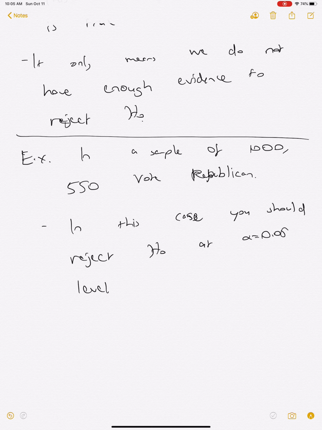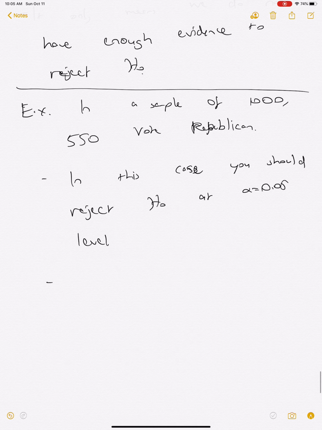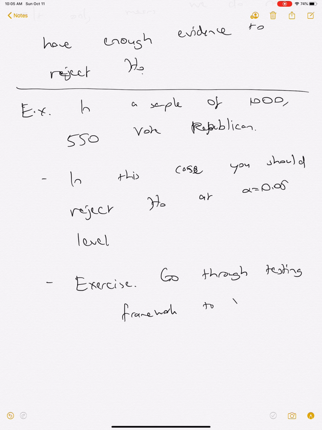And I'm leaving that for you as an exercise, to go through the testing framework to validate this. This is something I'm going to leave for you because I think it's a good exercise to go through the whole testing framework that we've discussed and developed here to check this.